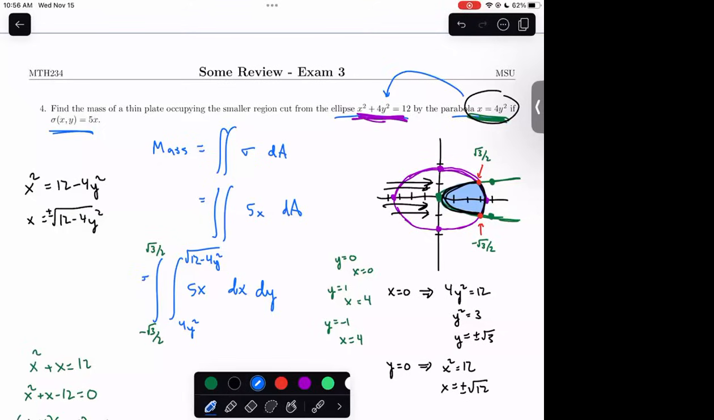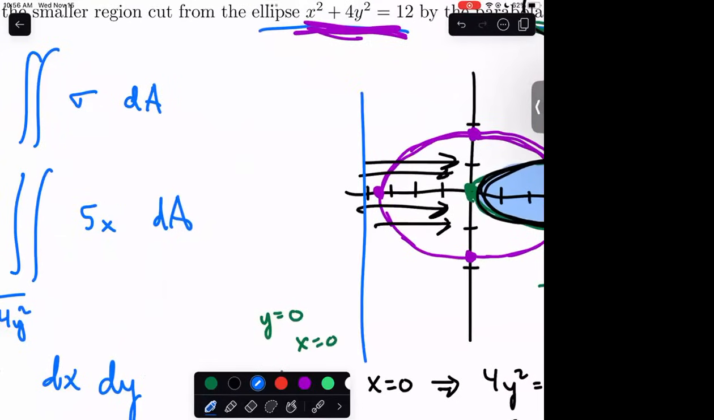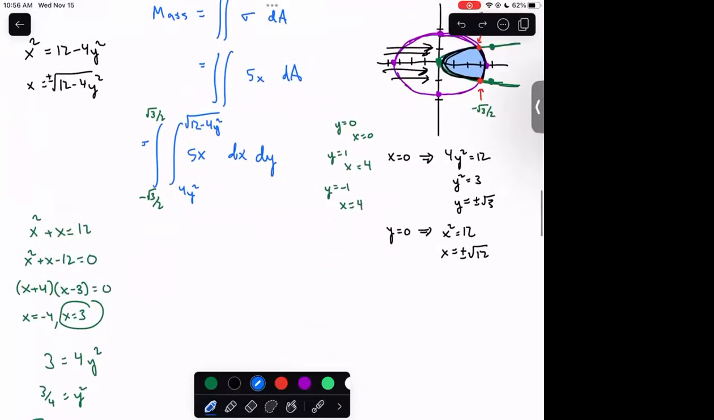Yeah, this negative 4 isn't even where, I mean, the ellipse doesn't reach a value of x equals negative 4, right? X equals negative 4 is out here. So sadly, I don't have a good reason for why that shows up. Just sometimes, yeah, extraneous solutions do that.